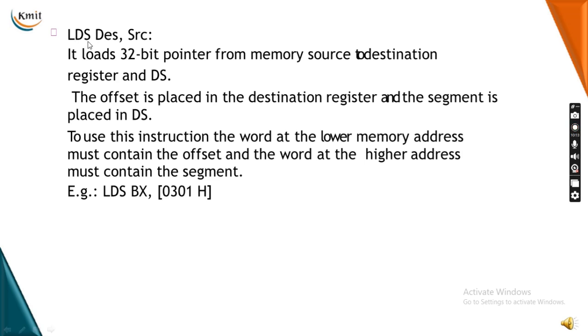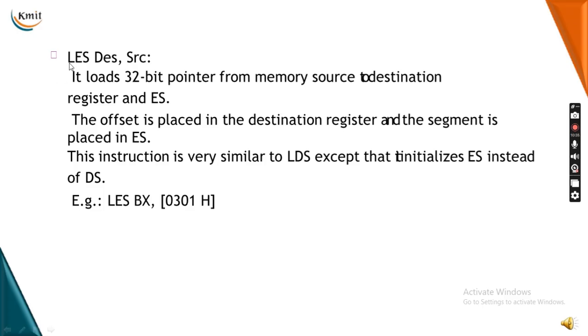Next, load data segment, LDS, will load the data segment from the source to the destination. It is a 32-bit pointer. It stores from the memory source to the destination register and data segment. LES, load extra segment, is a 32-bit data pointer which loads the memory source to the destination register and ES. So we have special instructions for loading a 32-bit pointer using the data segment, which is LDS, and using the extra segment, which is LES.